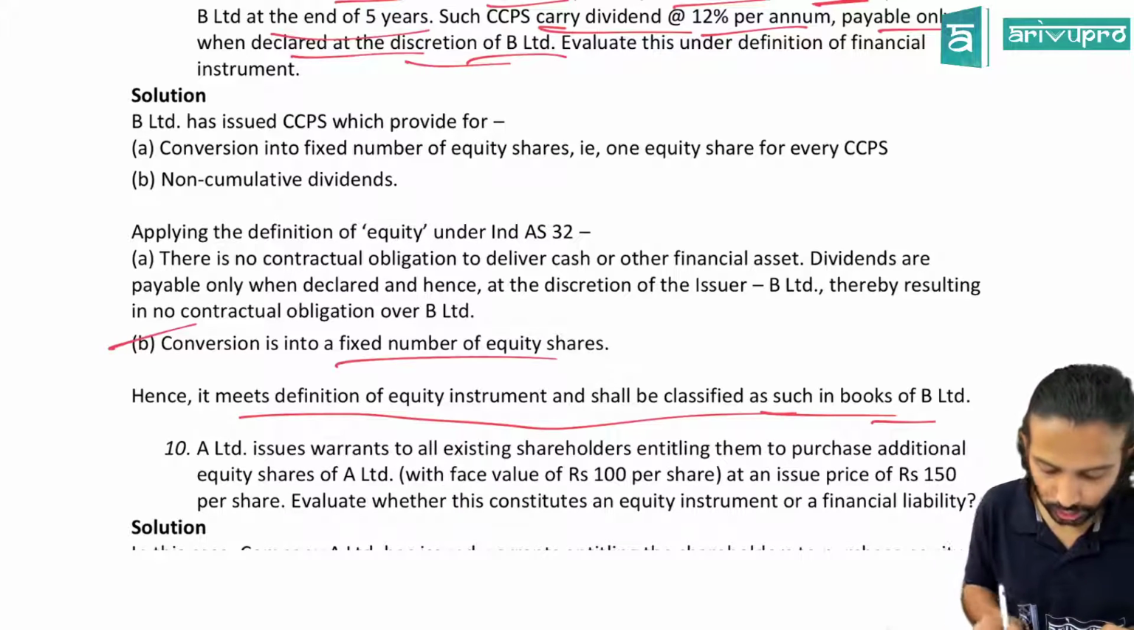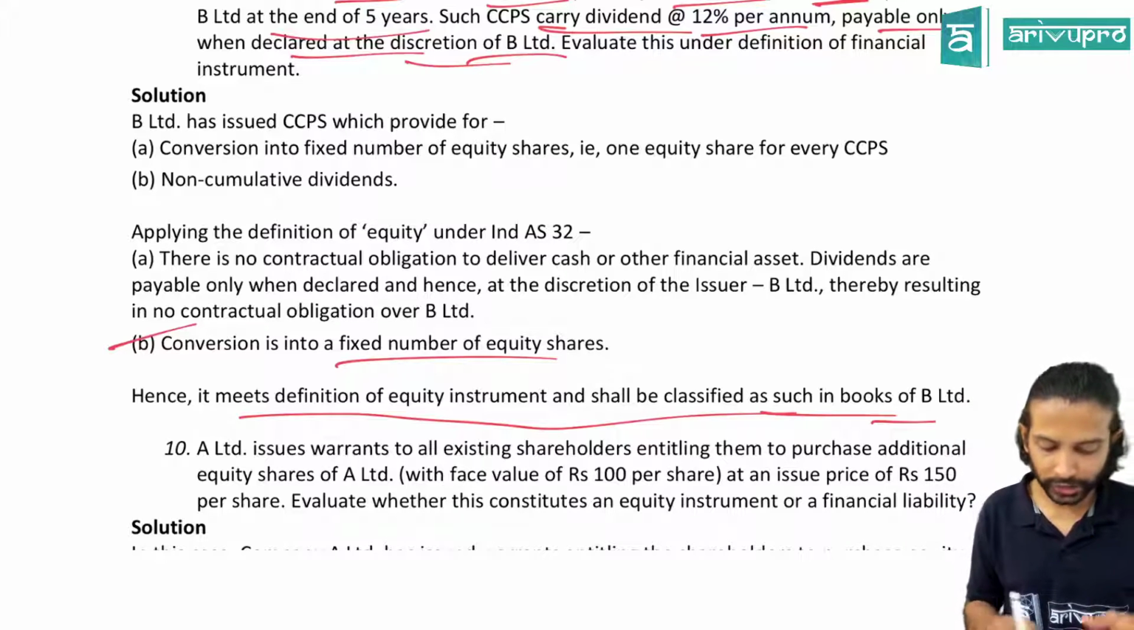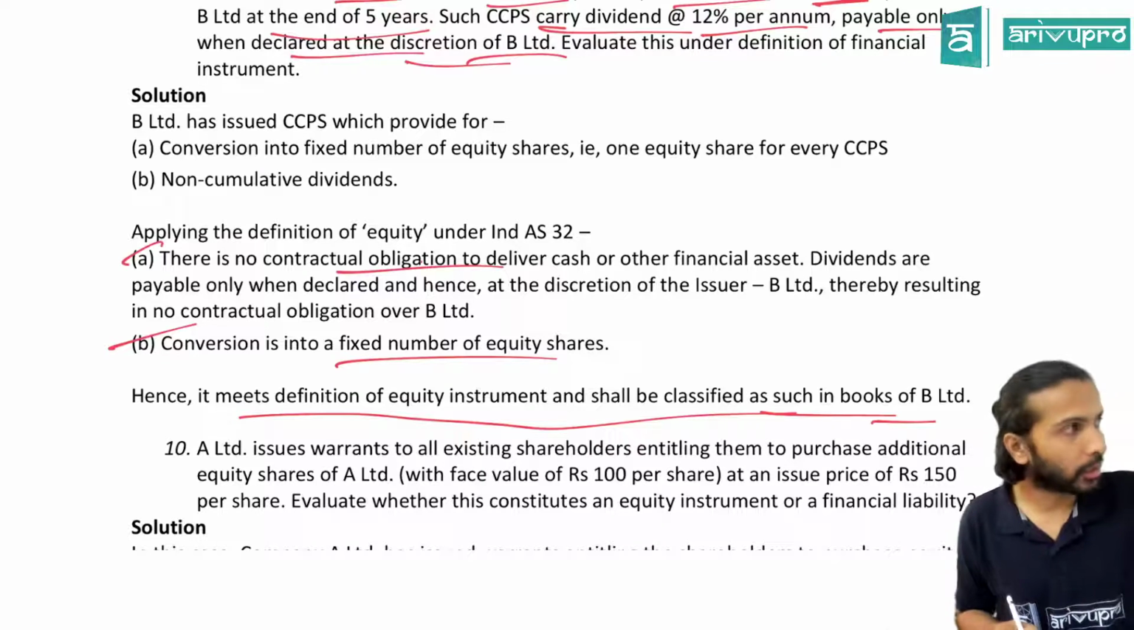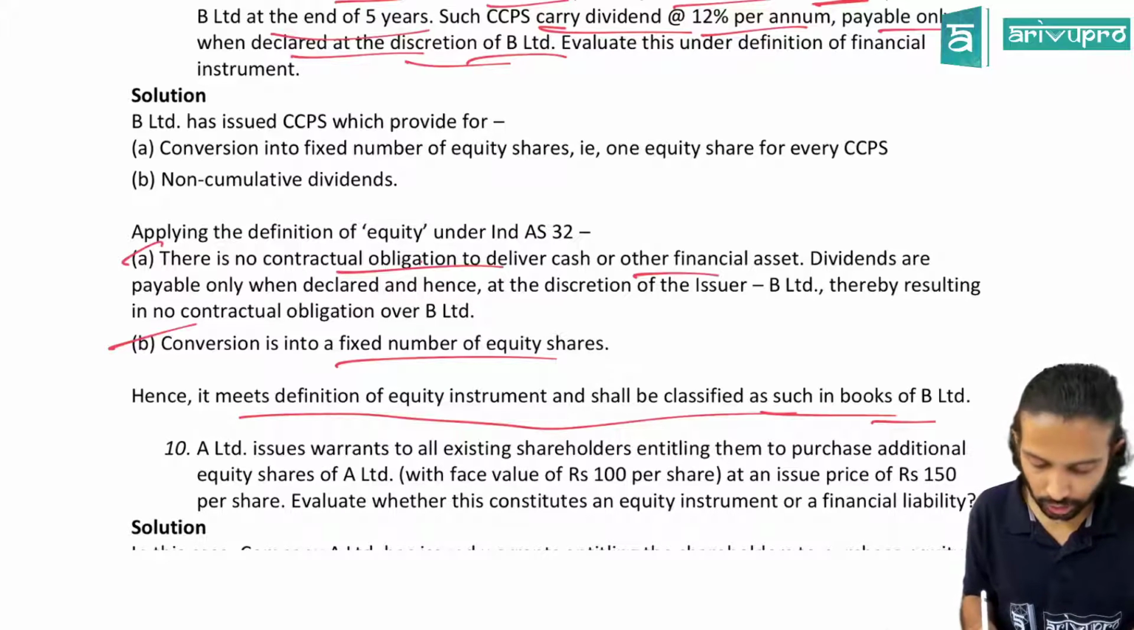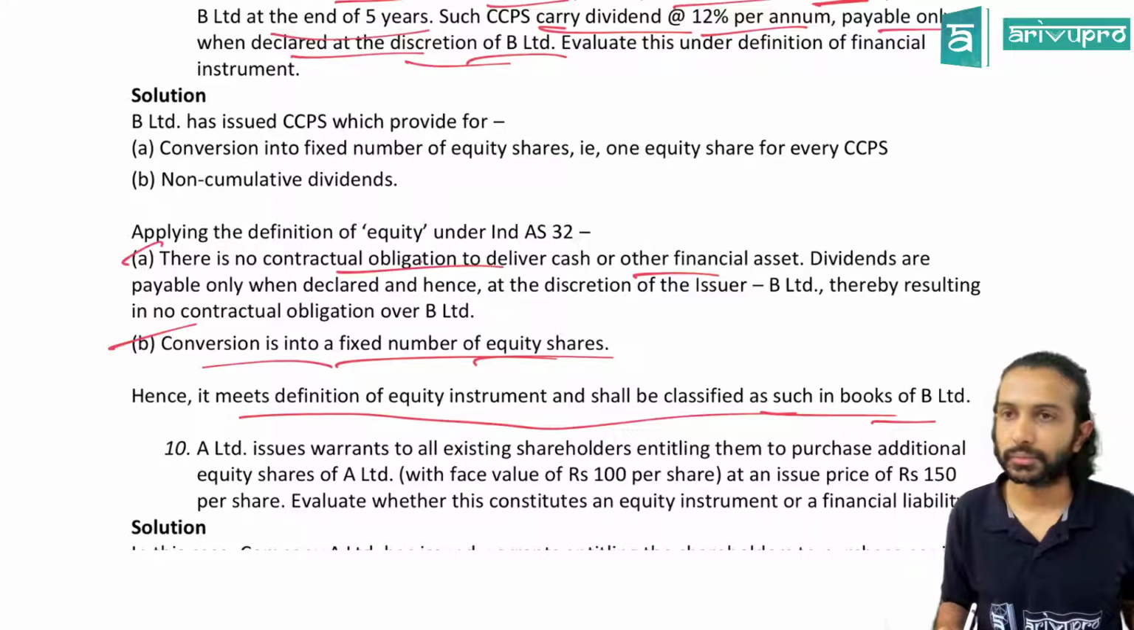Because the conversion is into a fixed number of equity shares. You'll just write the features of equity shares, correct? What are the two features we wrote already? There is no contractual obligation to deliver cash or other financial asset. Yes or no? And conversion is happening at a fixed number of equity shares. So, it is fixed to fixed.